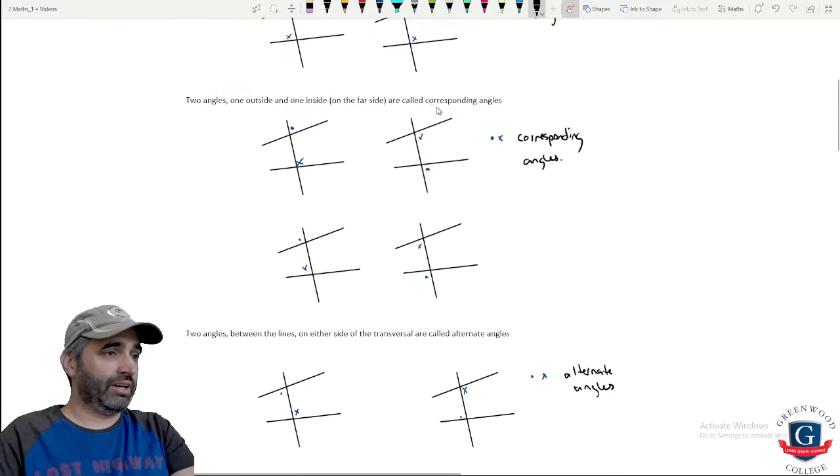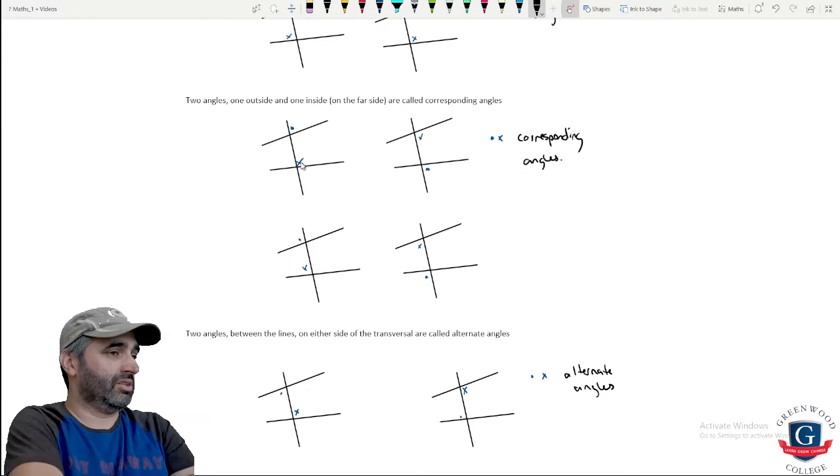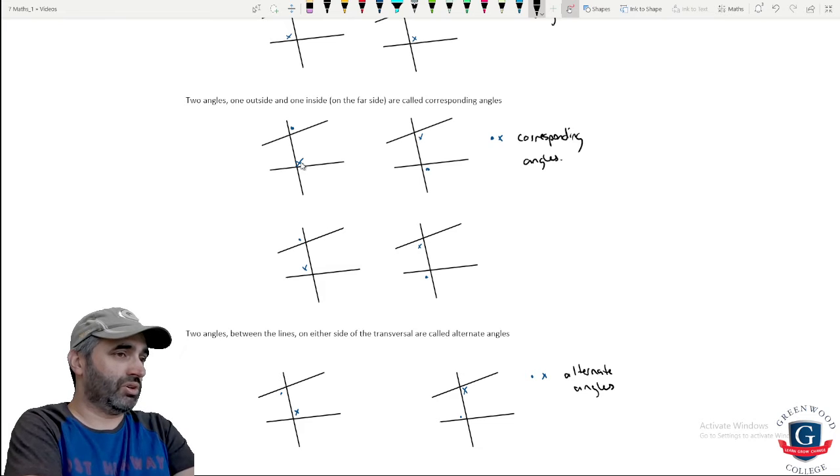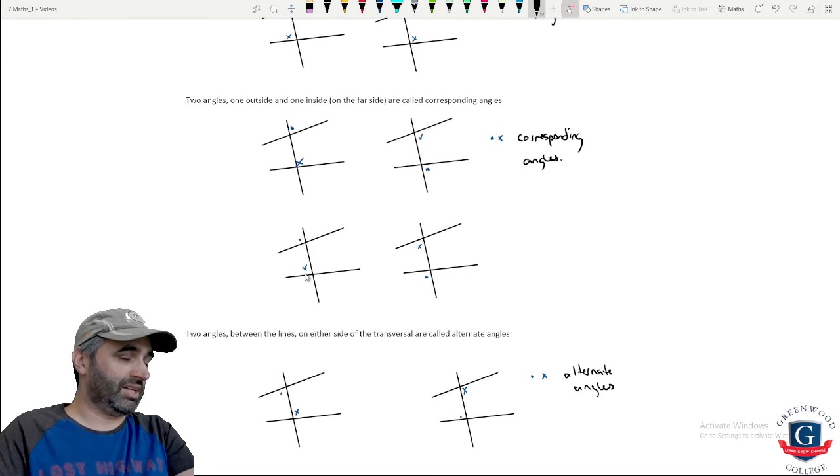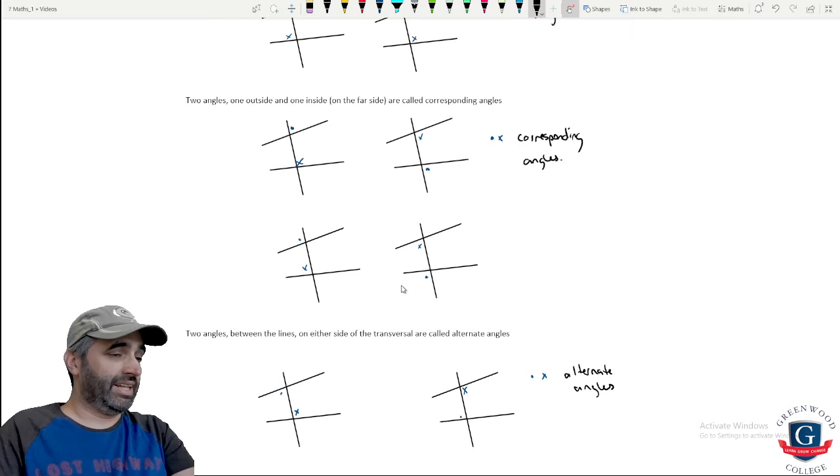Now, if you have the transversal and it cuts through two lines, and one of the angles is outside the lines that it's cut, and one of them's on the far side on the inside, these are called corresponding angles, and there's four of them. One here, one outside, one inside, and so on. Note that we're not talking about this one as being the inside angle, it's always the far one. And they are corresponding angles.